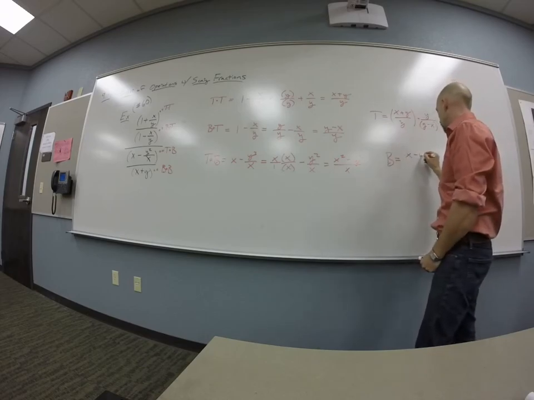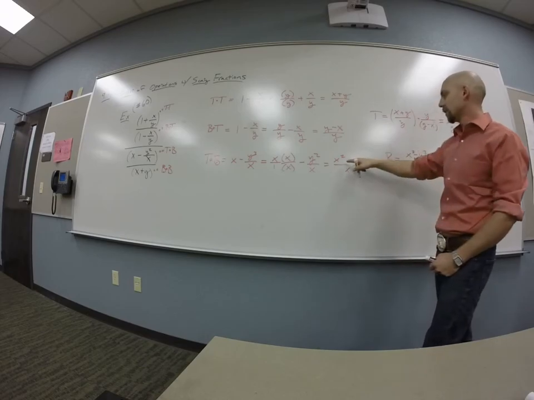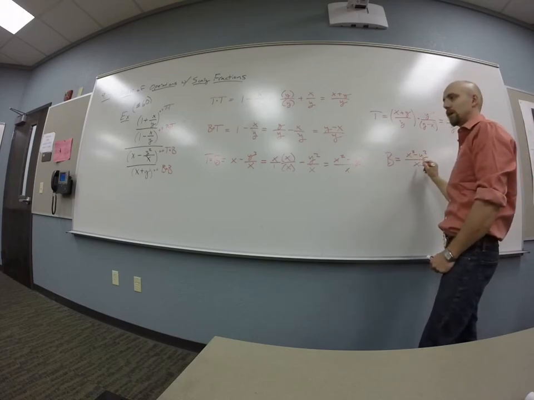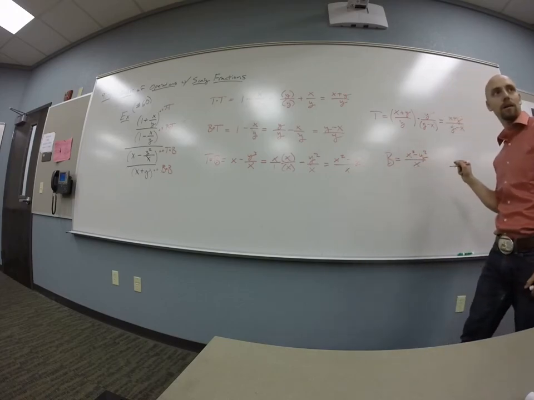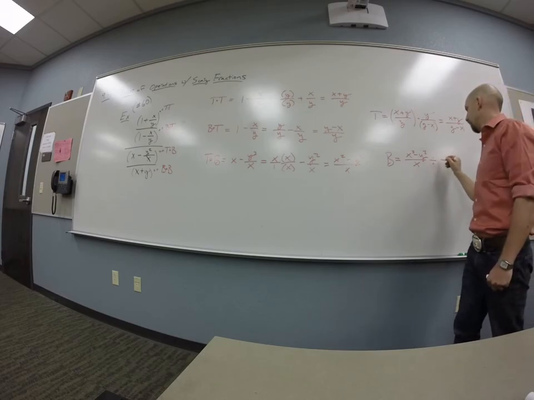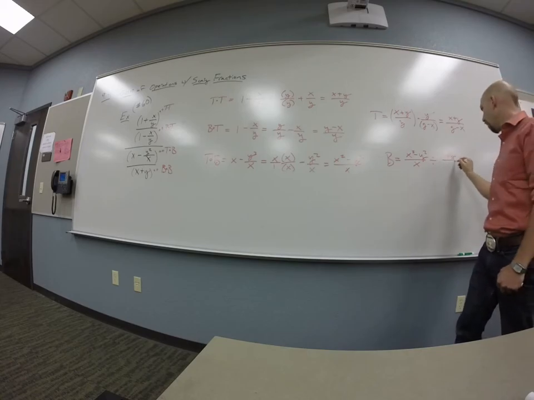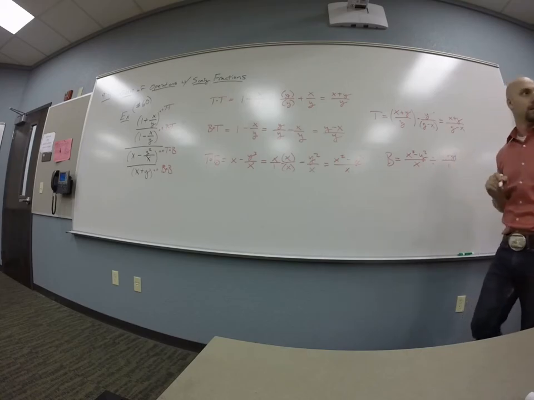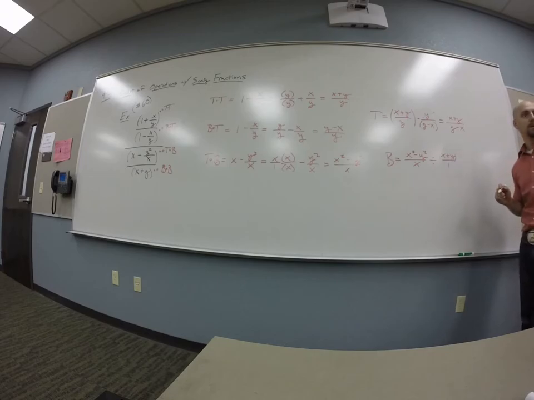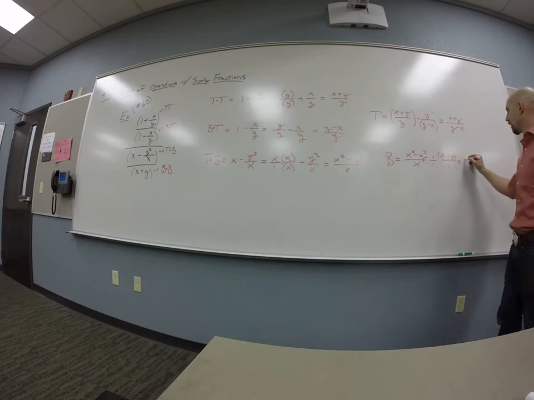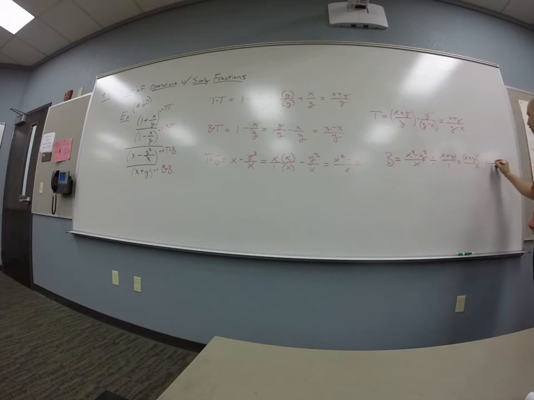x plus y over 1. So I get x squared minus y squared over x, and then I'm dividing by x plus y over 1, right? You guys with me on this? Which is difference of squares, so that's x plus y times x minus y over x multiplied by 1 over x plus y.